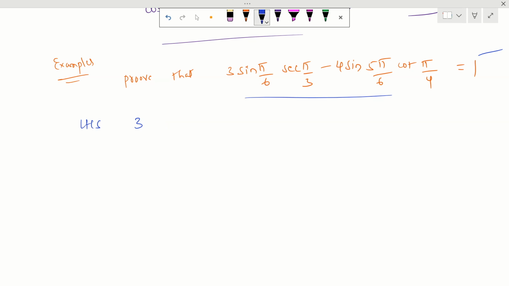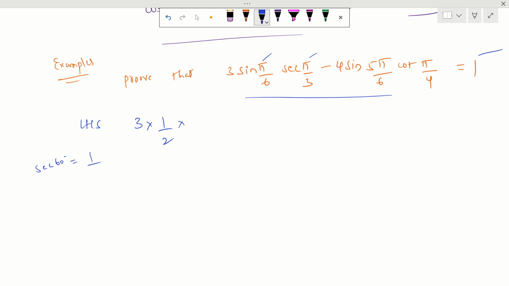So sine pi by 6 means pi is 180 degrees, and 180 divided by 6 is 30 degrees. Sine 30 is 1 by 2. Now next is secant pi by 3. Pi by 3 means 180 divided by 3, which is 60 degrees. So we need secant 60 degrees.